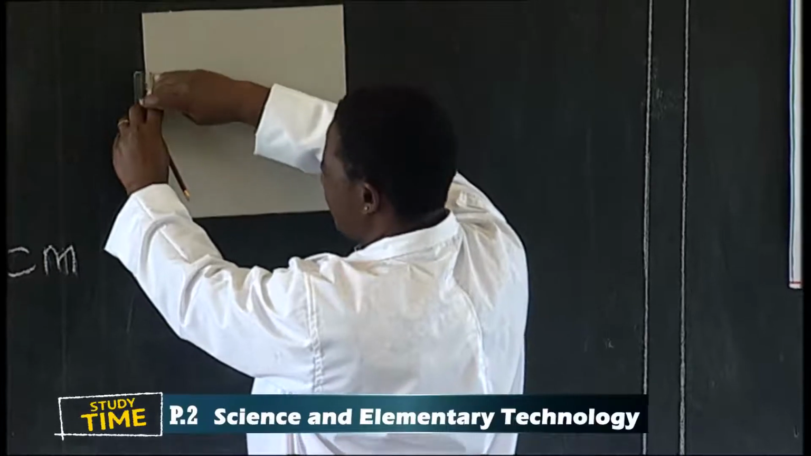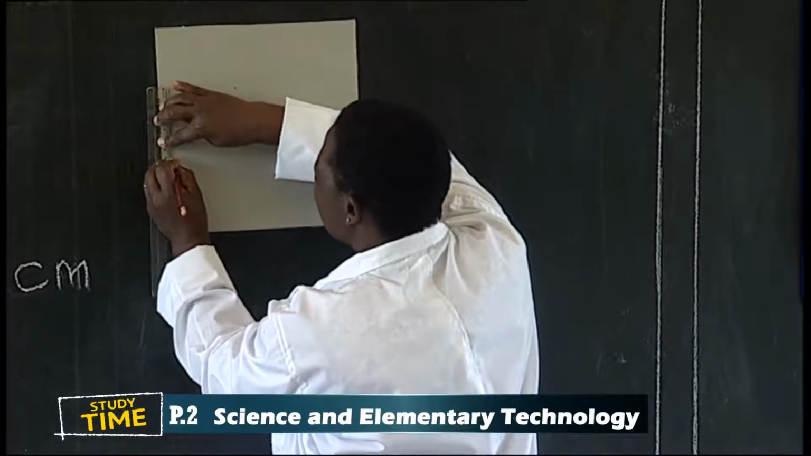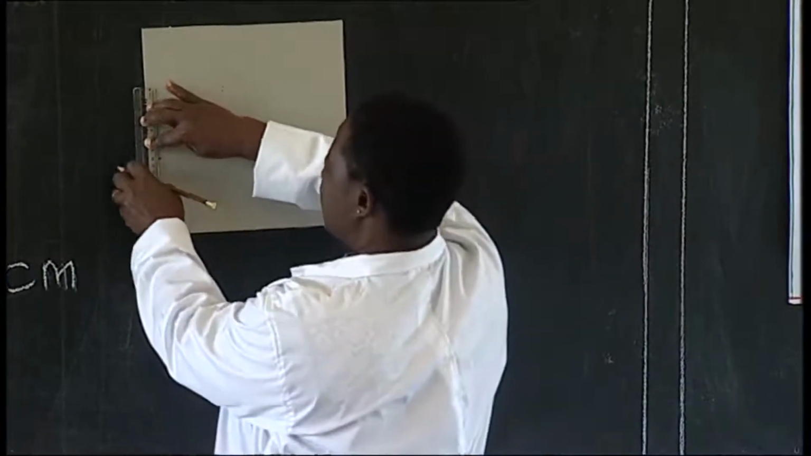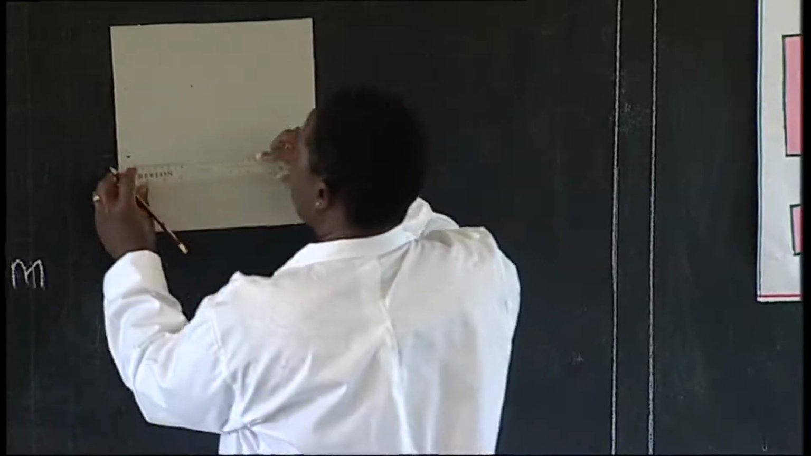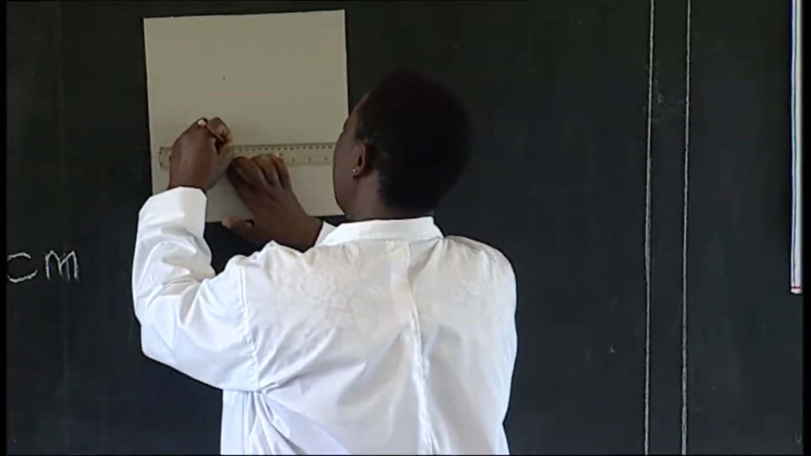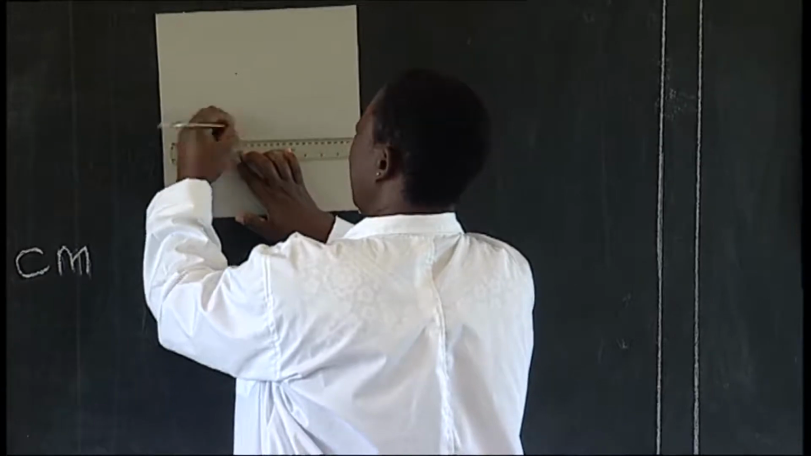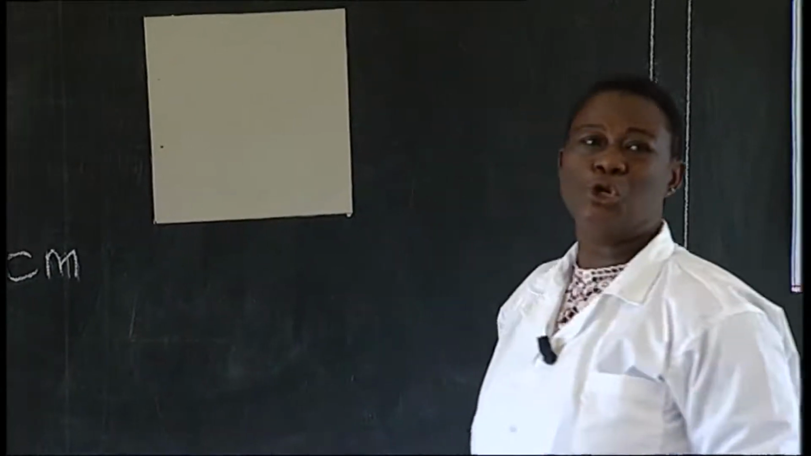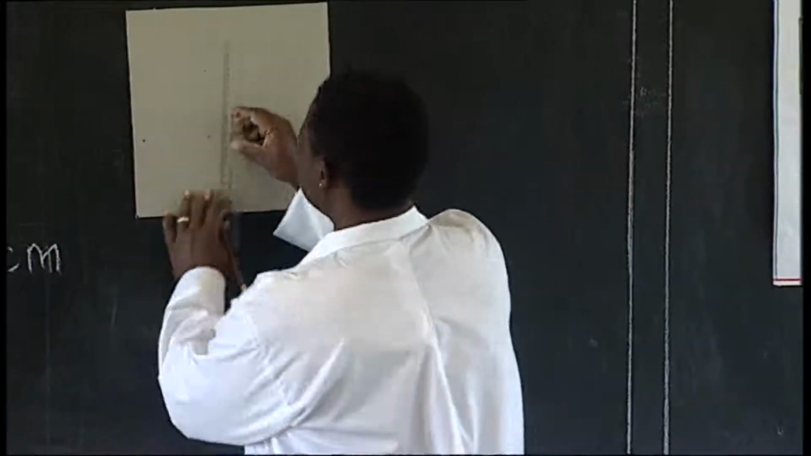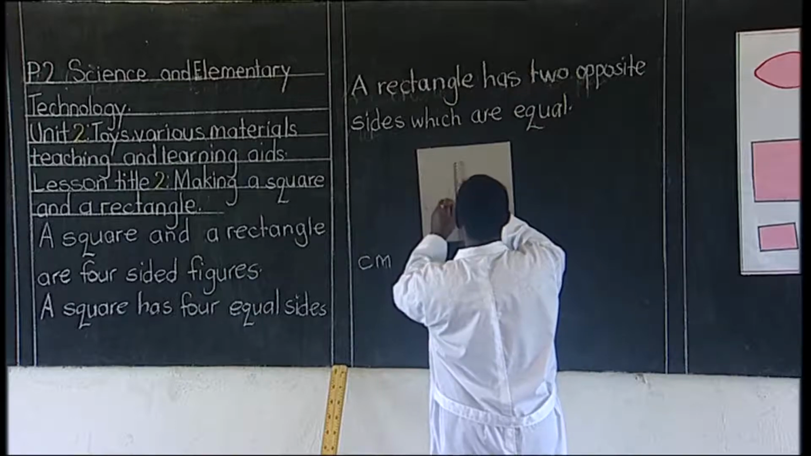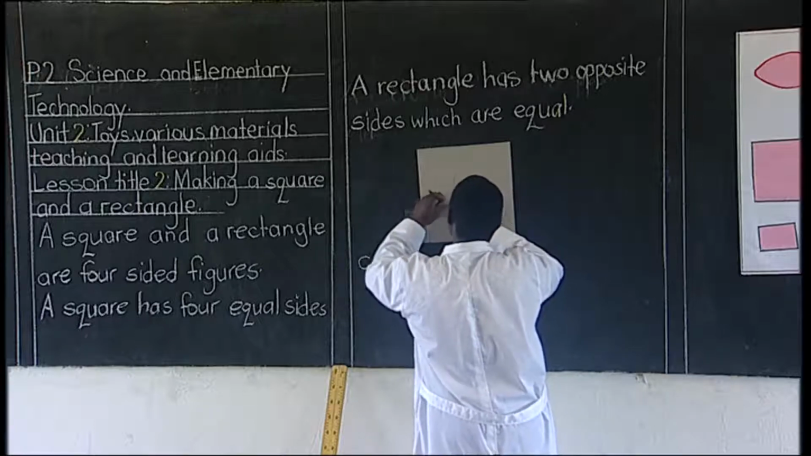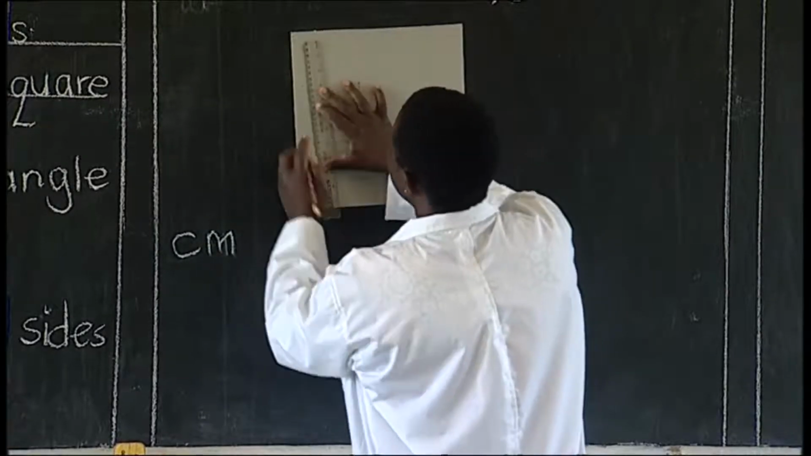Again, check for 10. Remember, we are making a square, and all sides are equal. Still, turn your ruler. Put your 0 where you have put a dot, up to 10 here. Okay? So now it's time to join our dots by drawing lines. We are joining the dots, putting lines. Putting what, children? Putting lines.